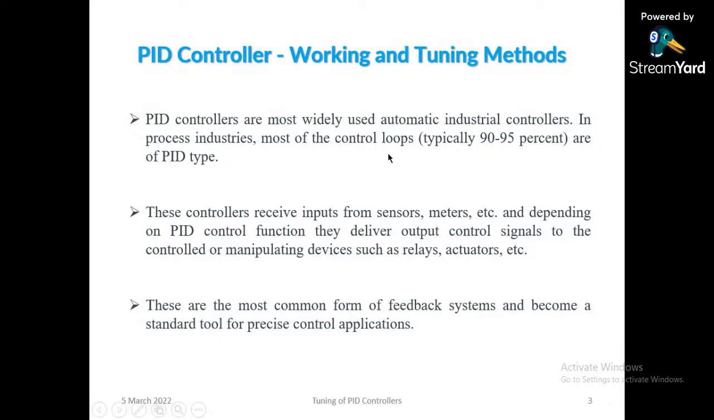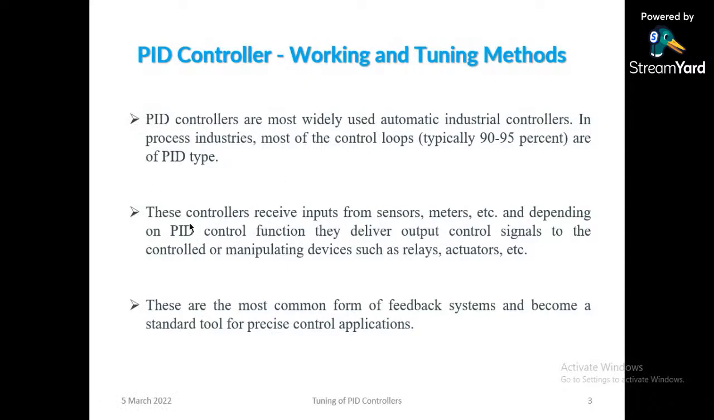And most of the control loops, whenever I'm talking about a control loop, loop means what? It is just a feedback loop. If I insert a controller in cascade with the existing system, that becomes the control loop. Okay. So in most of the industry, that is 90 to 95% of industries, use PID type controllers. Okay.